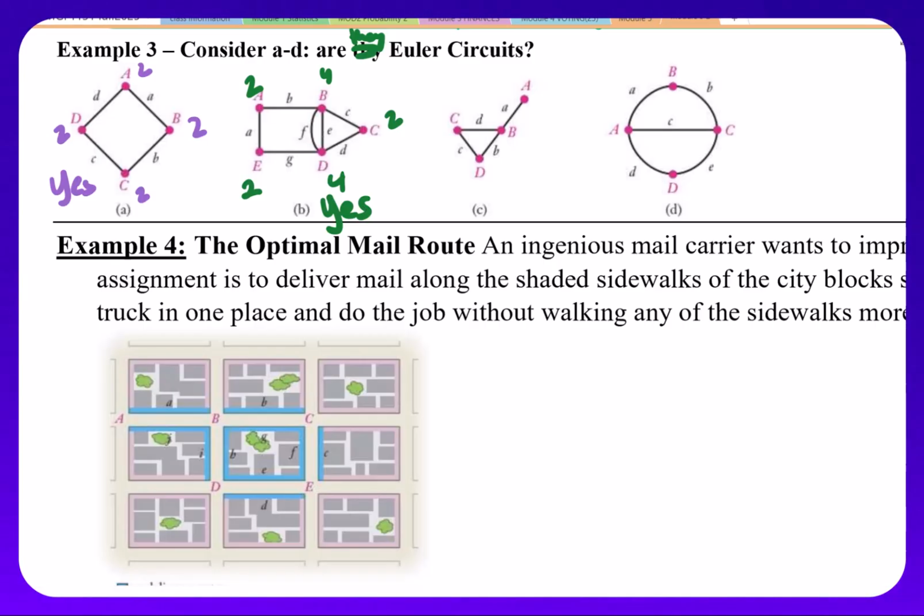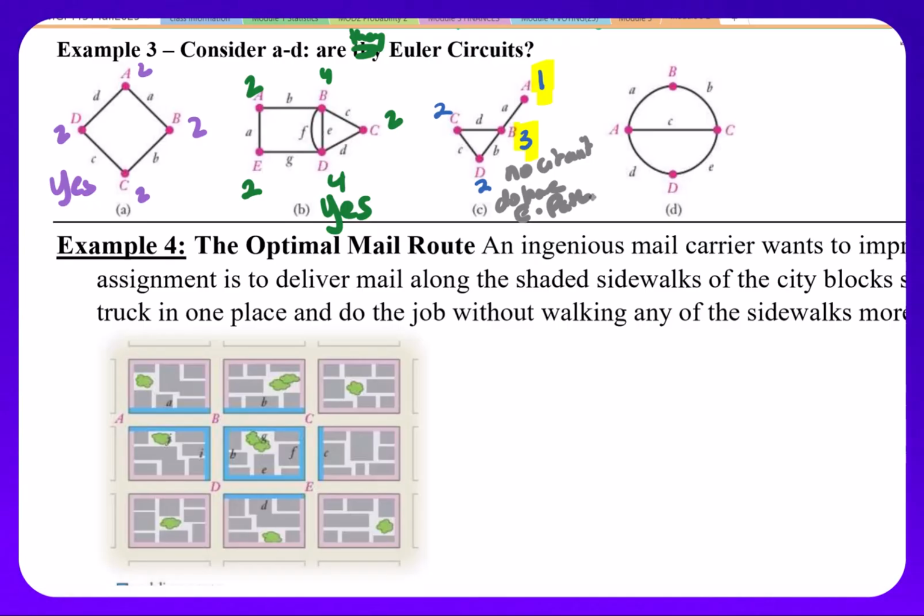Going to C, this one is a degree. A is degree 1. B is 1, 2, 3. D is 1, 2. C is 1, 2. So I have 2 odd, which means no circuit. But we do have an Euler path because I have 2 odd.